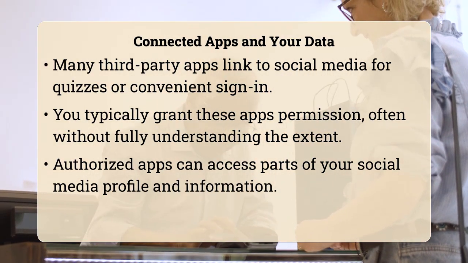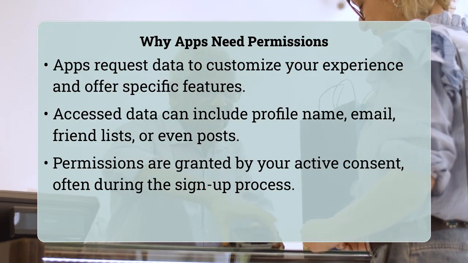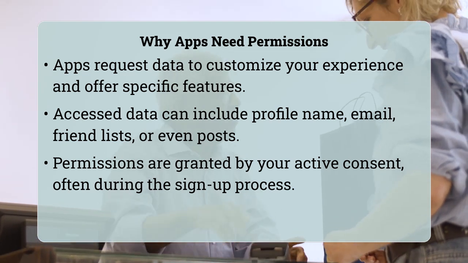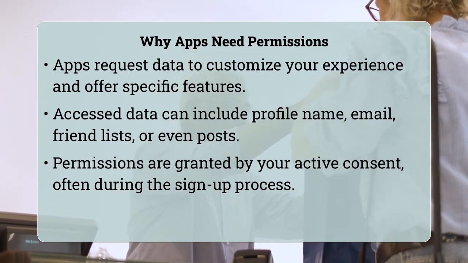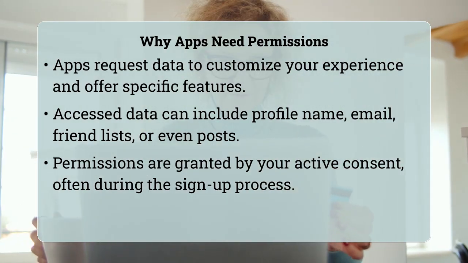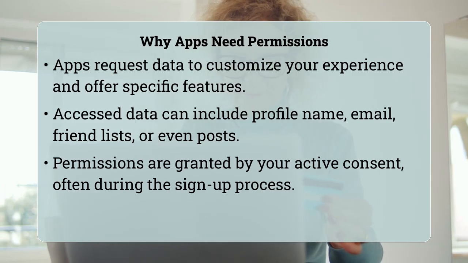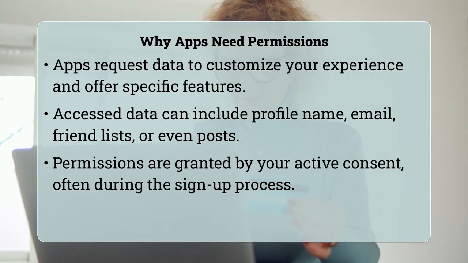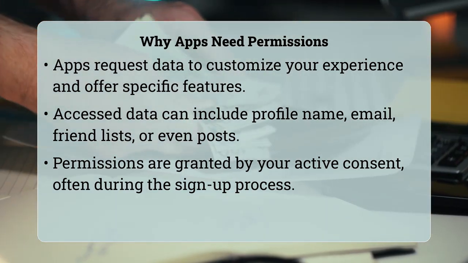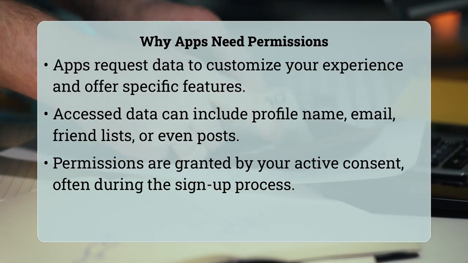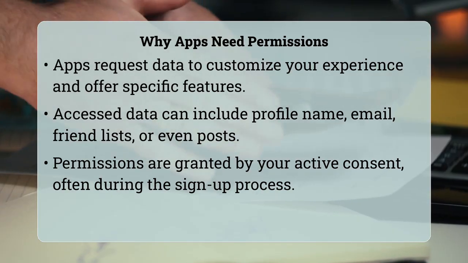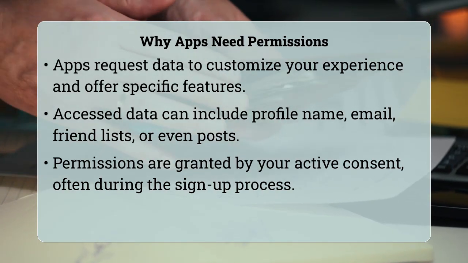When you link a game, a dating app, or even a news aggregator to your social media, you are usually giving it permission to retrieve certain pieces of your data. This can include your public profile information, such as your name and profile picture, your email address, your friend list, and even your posts or photos. Apps seek this access to personalize your experience, enable sharing features, or simplify the sign-up process. It is important to remember that these permissions are not automatically granted. You actively give them consent, often by clicking an Allow button without fully reading the details.